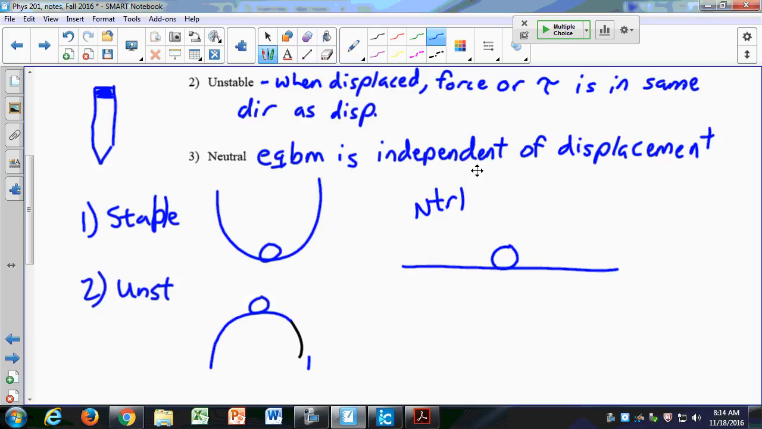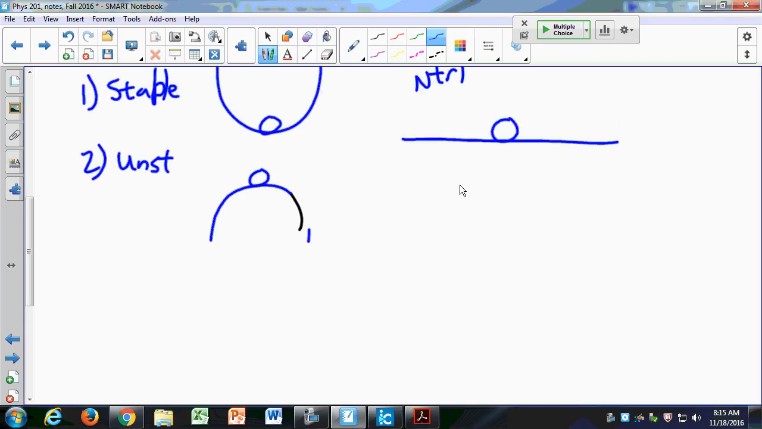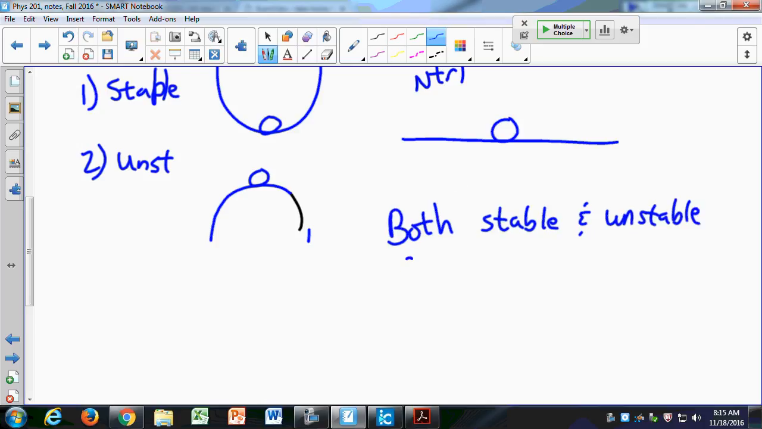All right. So in a stable, the restoring force moves it back to its equilibrium position. In an unstable, the force moves it out of the equilibrium position, so it's like the opposite of a restoring force. And in a neutral, there is no restoring force. The object just sits there. The forces are independent of the equilibrium position. And you can have some systems that have both stable and unstable configurations that can exist in the same system.